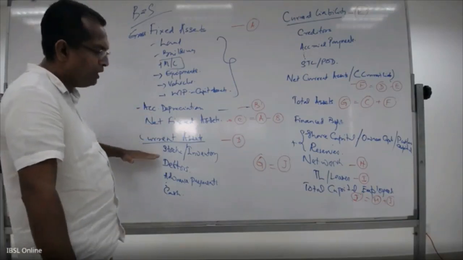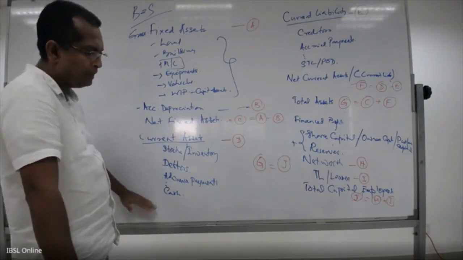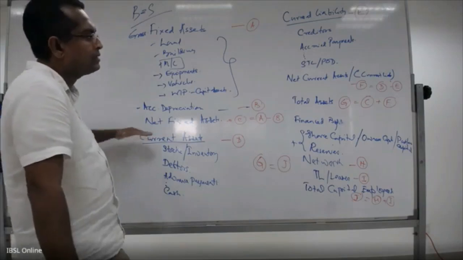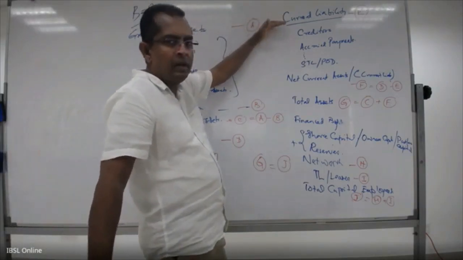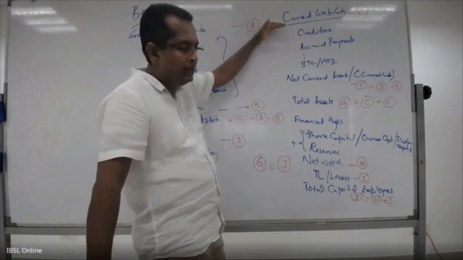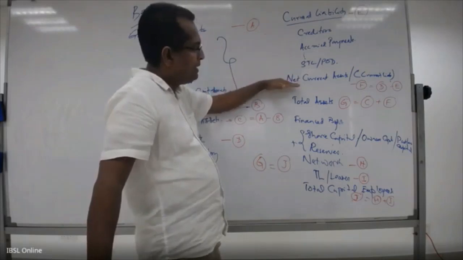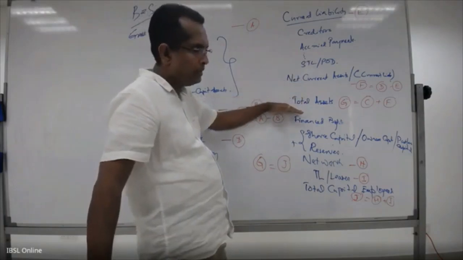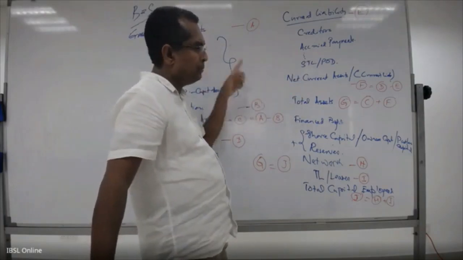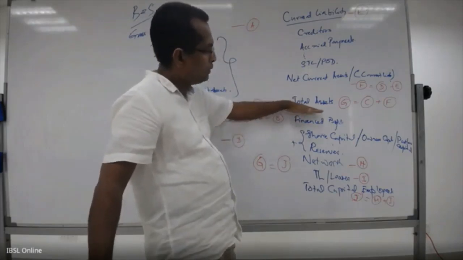Then you have all assets which can be converted to cash within a 12-month period, which is called current assets. Then you have current liabilities, any liability which needs to be settled within a 12-month period. Current assets minus current liabilities is called net current assets. Then you have total assets, which is fixed assets plus net current assets. That is the total asset.